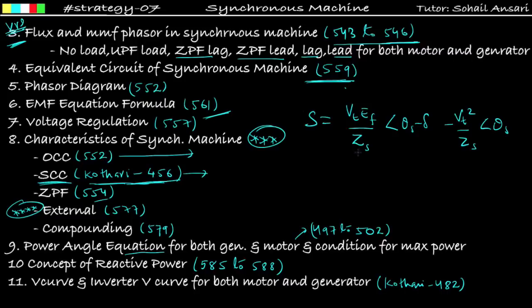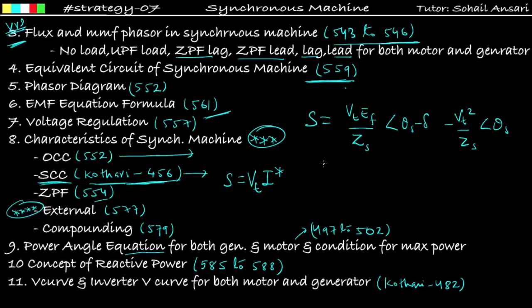So V_t E_f upon Z_s at an angle of theta_s minus delta, where delta is the rotor angle, minus V_t square by Z_s angle theta_s. So you can derive this power angle equation. This is very easy. First you have to find the current I, then find the conjugate of current I_a star, and then to find the apparent power, S is equal to terminal voltage V_t into I_a star. So you will get this much.